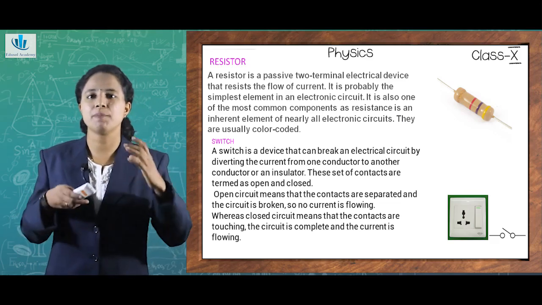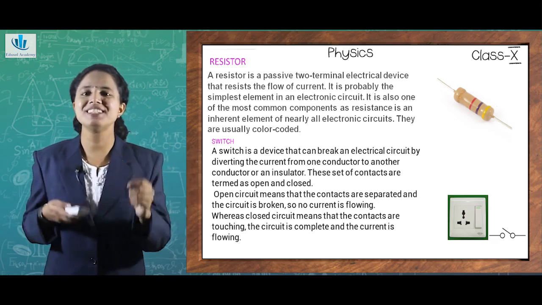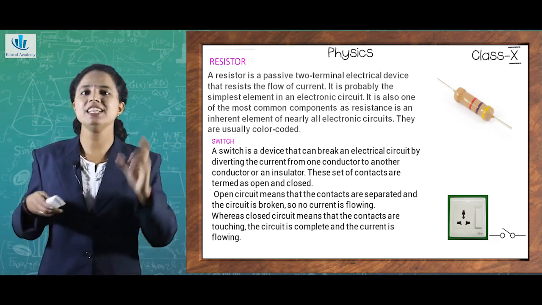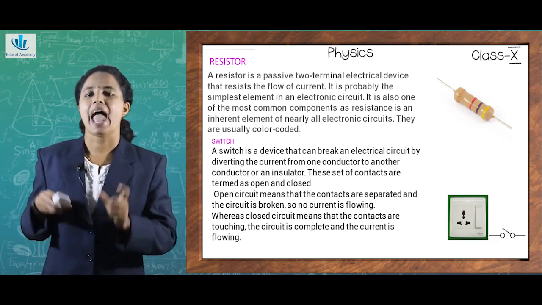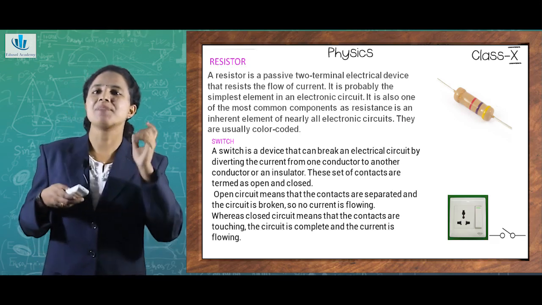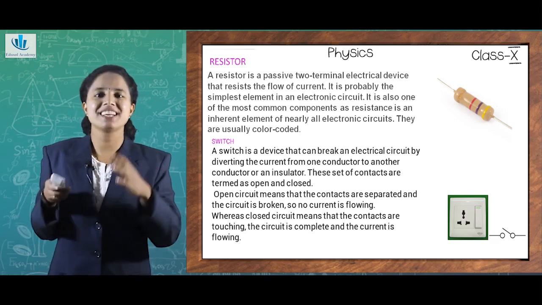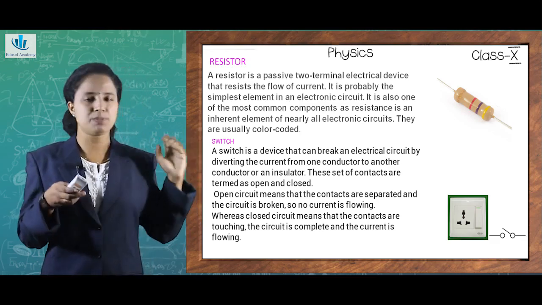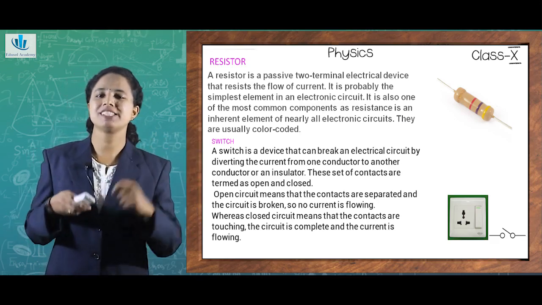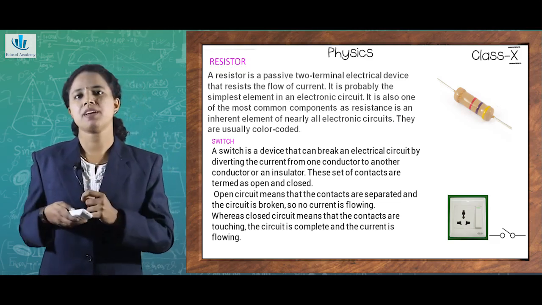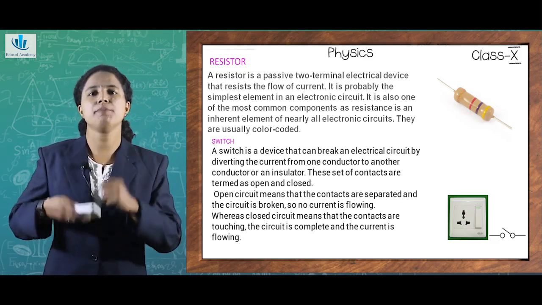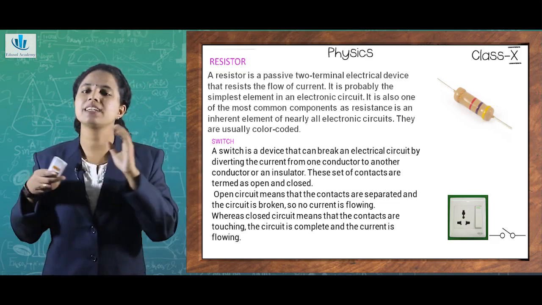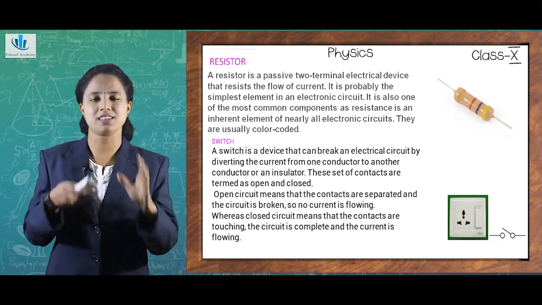So a resistor is something that resists. So in terms of electricity, how do we define a resistor? A resistor can be defined as a two-terminal electric device of a passive nature, and the main duty of a resistor is that it can resist the flow of electric current. As you can see in the picture, it's a very simple element which can be used in an electronic circuit. It is also one of the most common components, used as the inherent resistance element of most electronic circuits.